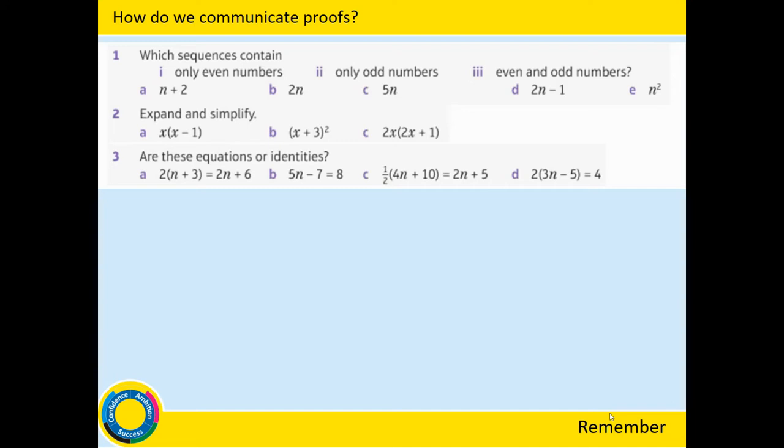Okay, so first we're going to look at how we communicate proofs, but before we do that, I'd really like you to try these questions. They're fairly straightforward. The first one's about sequences, so make sure you substitute so that you can answer these questions, whether 1, 2, or 3 applies. For question 2, you're just expanding and simplifying. And then for question 3, I need you to tell me if they're equations or identities. Okay, so pause, have a go, and then we'll go through the answers together.